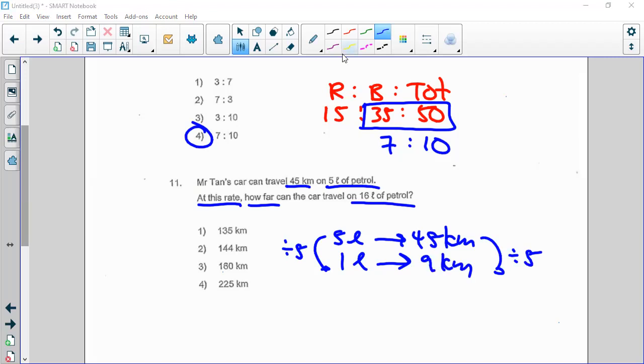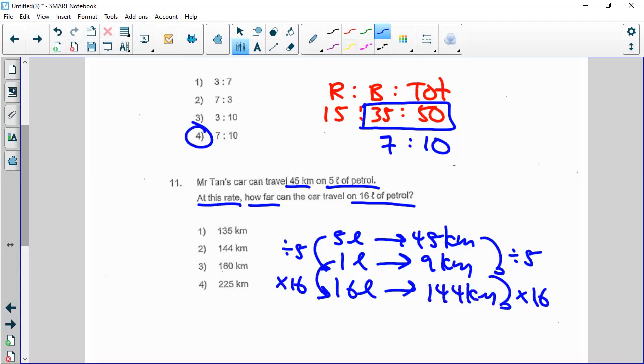How far can the car travel on 16 liters? Then is it plus, times, divide? Some of you are confused, right? From 1 to 16, how do you get from 1 to 16? You times 16, and on the other side you also do the same, times 16. So 16 times 9, you will get 144 kilometers. And that's how you get your answer number 2. Some of you don't know whether to divide or times, then you do it this way.